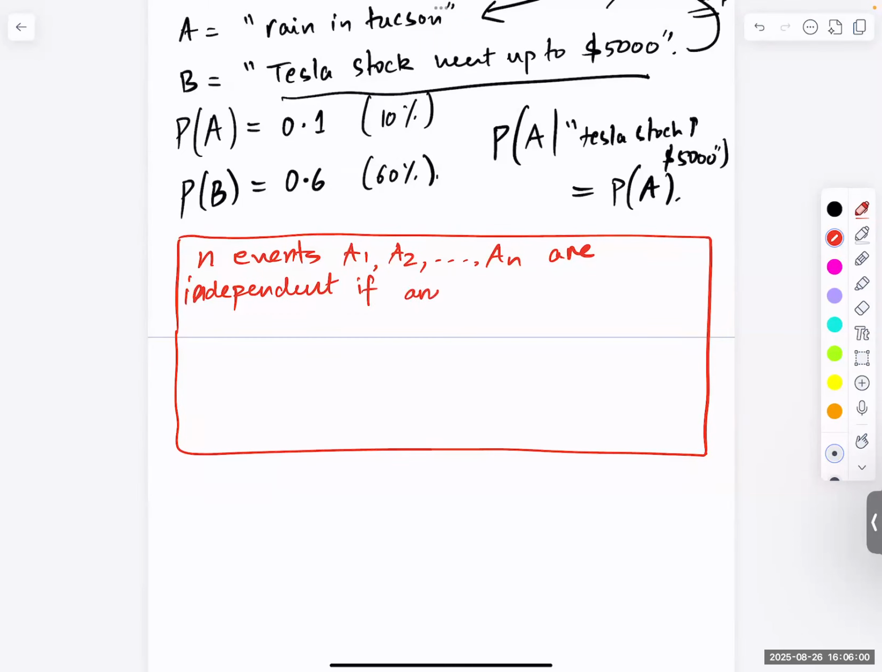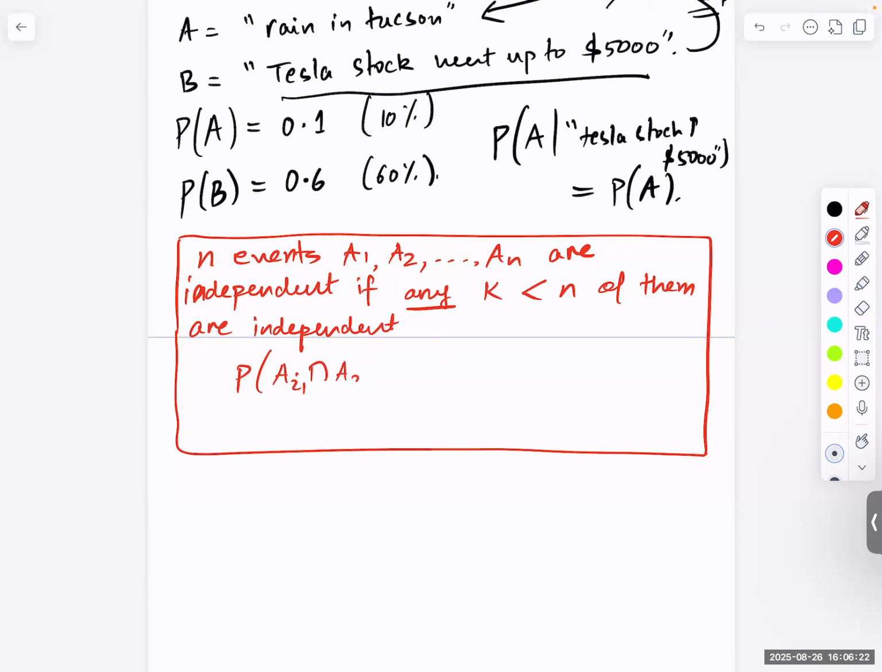if any k less than n of them are independent. So more generally, if I look at any subset, say A_i1 intersection A_i2 intersection A_ik, for any k, this should be the product of the probabilities: P(A_i1) times P(A_i2) times all the way to P(A_ik), for all k.